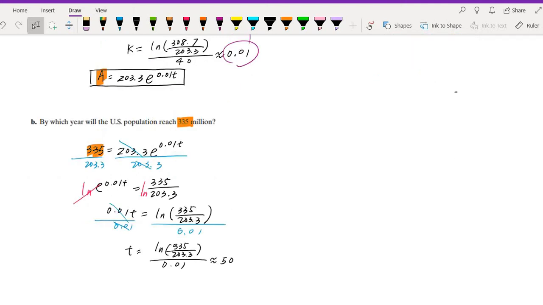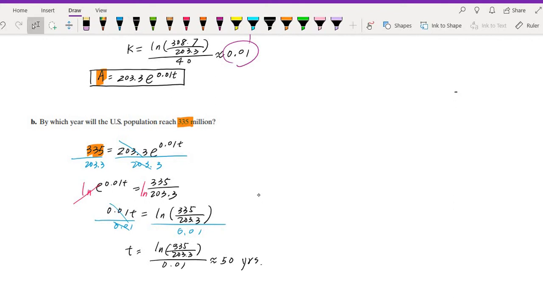Alright guys, I'm doing this pretty quickly because it's very similar to part A. We take a natural log of both sides, and then we divide by 0.01 on both sides, and then we plug this whole thing into the calculator. We get the time is 50 years.